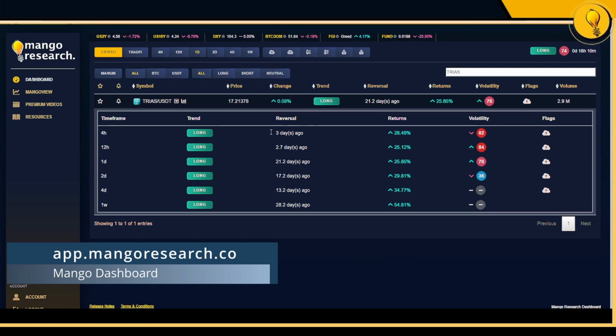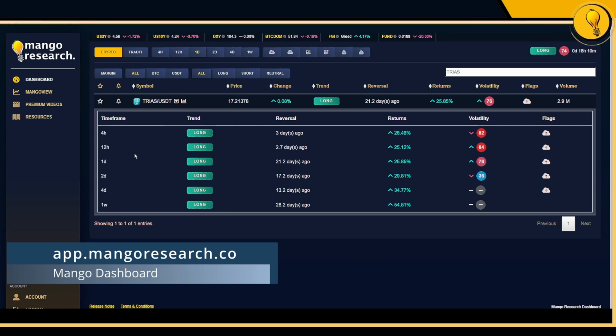So what's Trias doing? Well, Trias is long across all the time frames, right? That's what we want to see. Weekly flip long 28 days ago, a month ago, and has given 50% in returns already. Very, very strong.